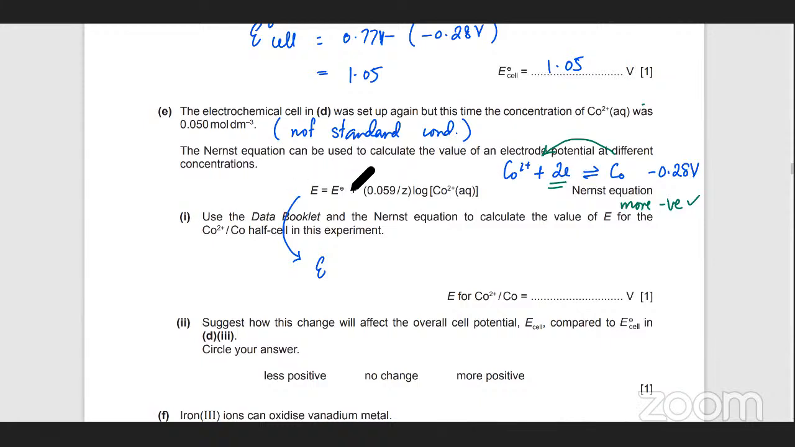So I'm going to use the Nernst equation to find this new potential. It's going to be the old potential, which is E0, which is minus 0.28, plus 0.059 over Z, where Z is the number of electrons in the equation. So it's 2 in this case. And it's log of the oxidized species, which is cobalt 2 plus in this case. And the concentration that's given is 0.05. So can anyone do the math and tell me what the value is?